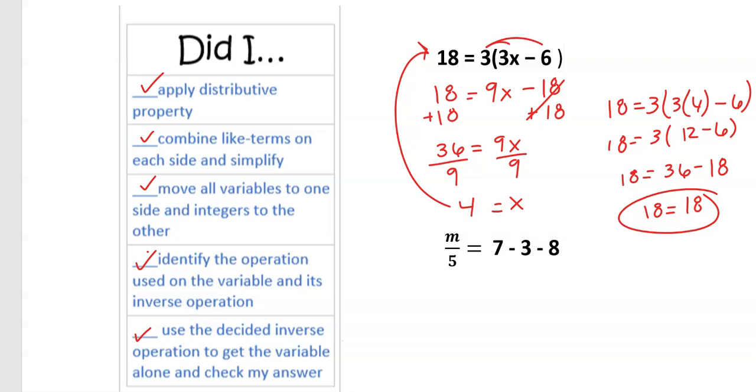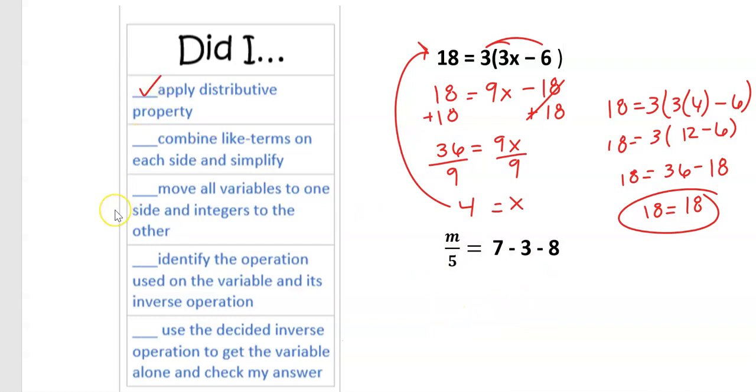We're now looking at our next example, which reads m over 5, or m divided by 5, equals 7 minus 3 minus 8. So if we check back with our did I sheet, it asks if we apply distributive property. There is no distributive property here, so we're going to check that off.